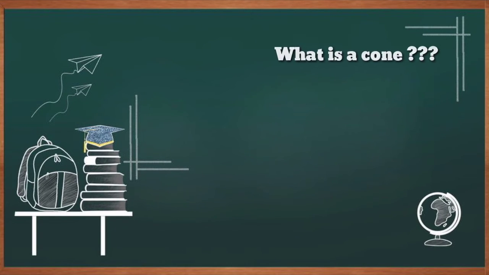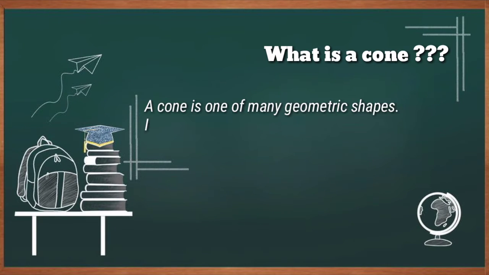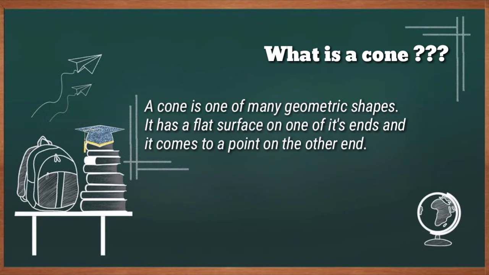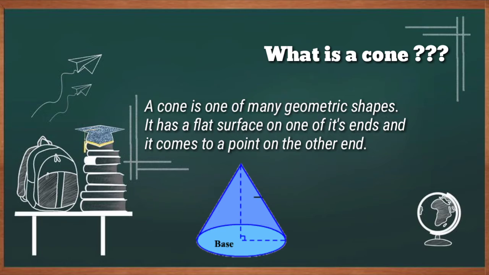Well, what is a cone? A cone is one of many geometric shapes. It has a flat surface on one of its ends, and it comes to a point on the other end. The cones that we'll be discussing in this section are right circular cones. What exactly is that? It is a cone that has a circle on its flat end and a point that is 90 degrees from the center of the circle.